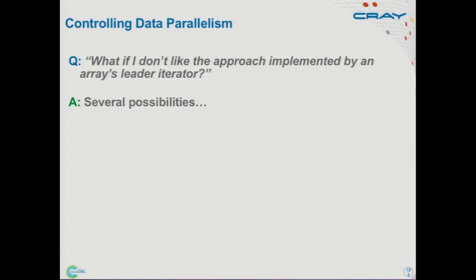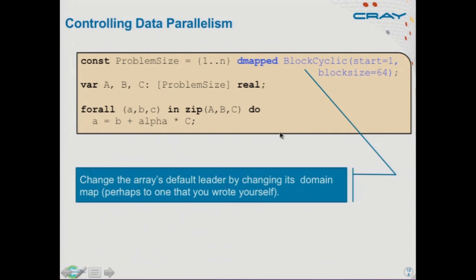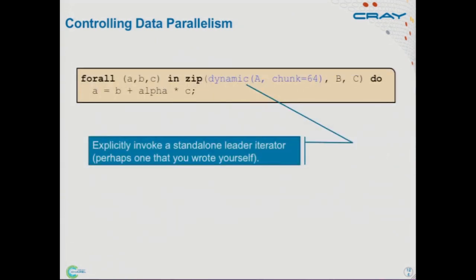Again, there's a question: what if I don't like the approach that's implemented by the leader in my loop? One possibility is you can reorganize the things you're iterating over and make something else the leader. So for example, if A uses a static blocking and you don't think that's a good idea, and if B by default uses a dynamic blocking or something like that, you can make B the leader. Another thing you can do is change the domain map of one of your arrays. So you could say, let's make the leader array block cyclic instead of block or something like that. Each domain map comes with a default leader follower iterator that's used when you iterate over the array. And so now you've ended up with a different leader follower here. And the third thing you can do is write your own leader follower iterators, either within the domain map framework or just standalone iterators.